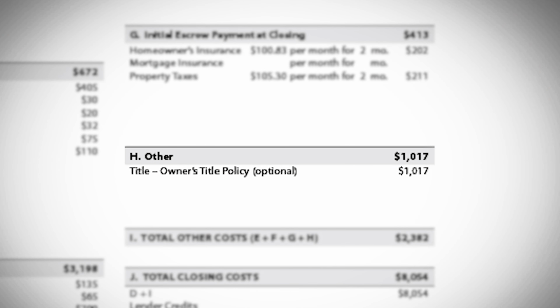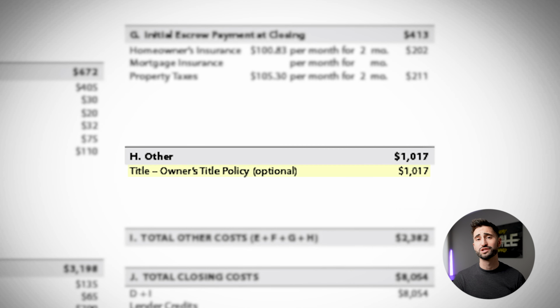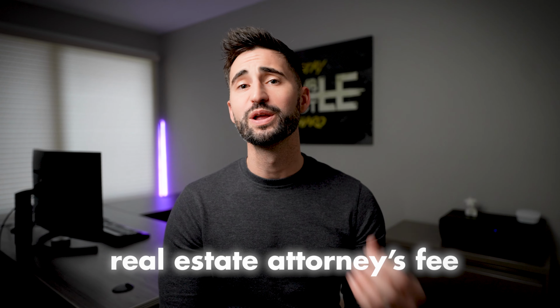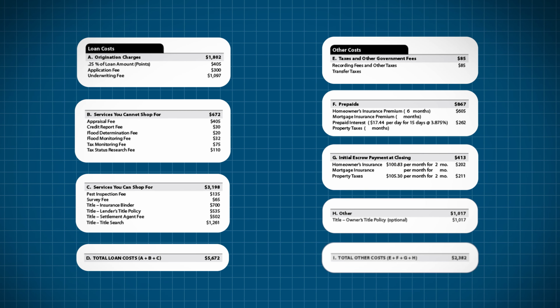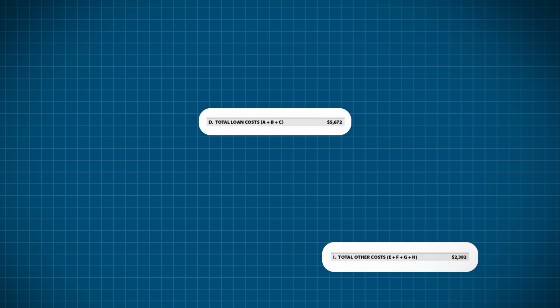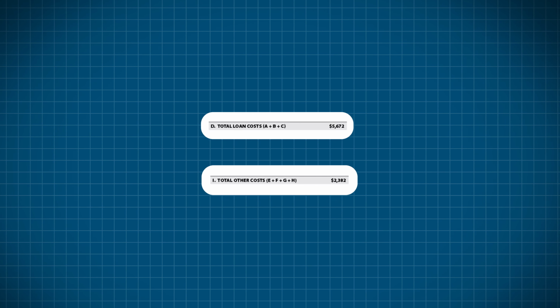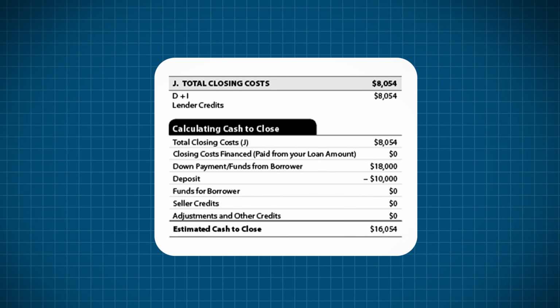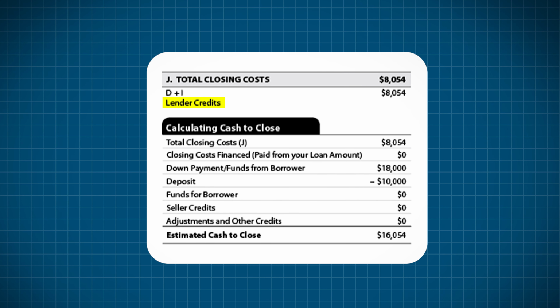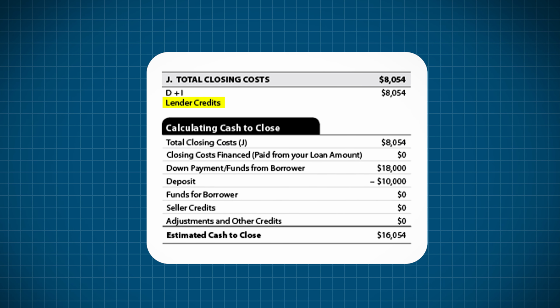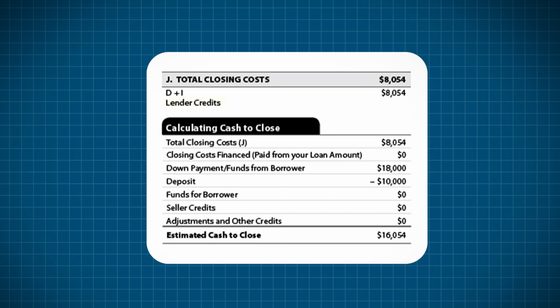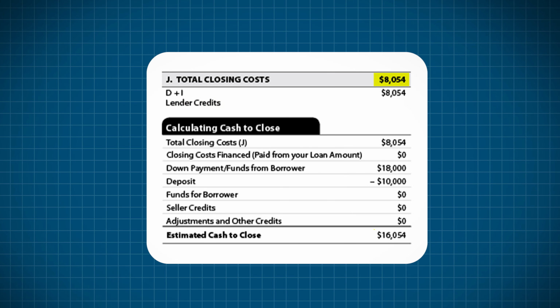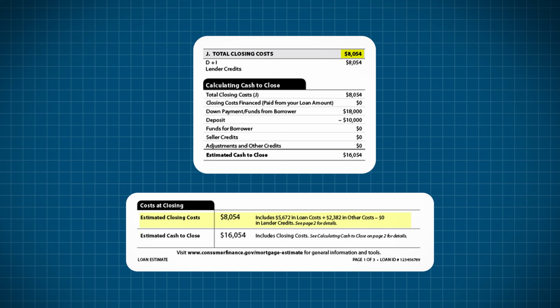Section H is what we call other. So if you elect to purchase an owner's title insurance policy, you'd see that listed here. And if you're in a state that utilizes real estate attorneys, you would see your real estate attorney's fees listed here as well. So now that we've reviewed all of the fees associated with this loan, we're just going to take Section D, we're going to add it to Section I, and that's going to give us our total in Section J. Additionally, if there were any lender credits that were being issued, you'd also see them in this section. But since there isn't, we know that our total estimated closing costs are the same number that you see on the bottom of page 1.